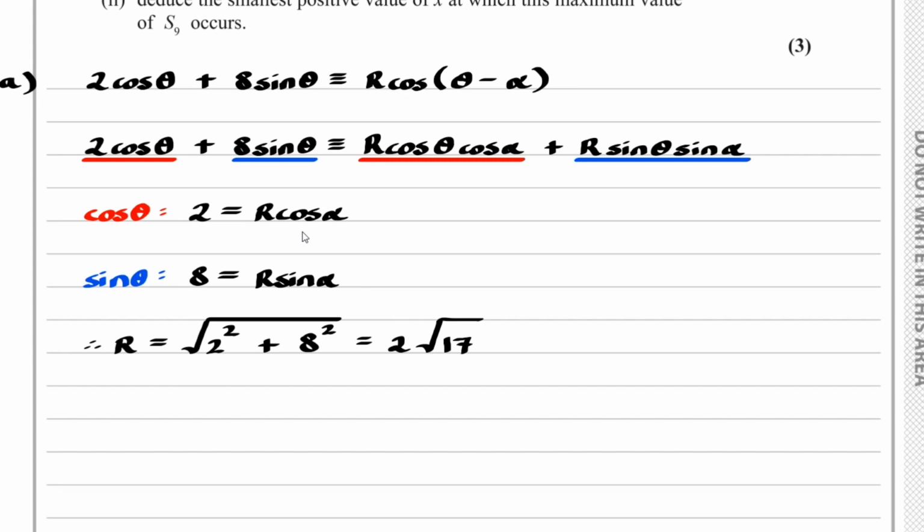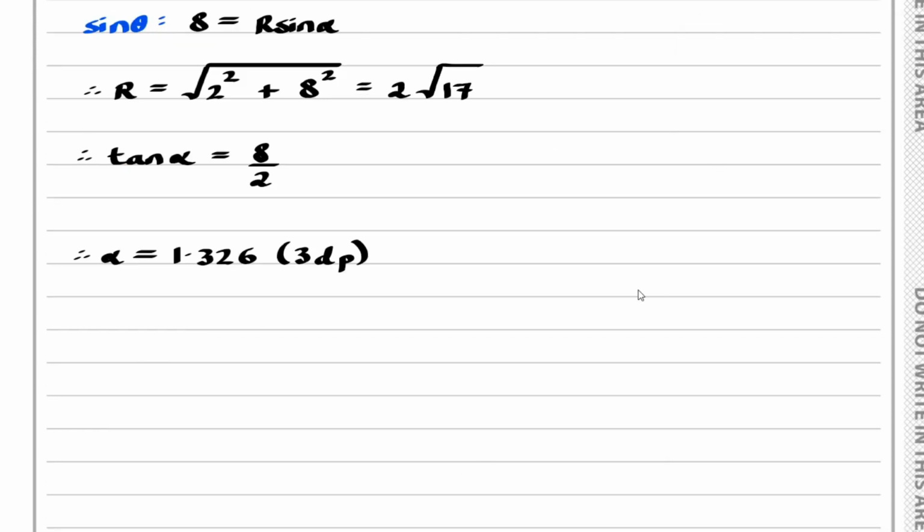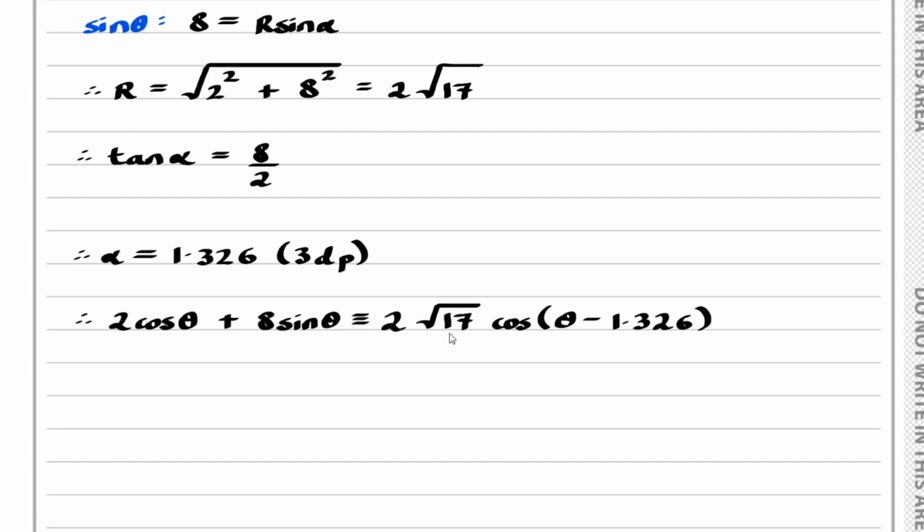Therefore what we can now do is find out what alpha is. If we divide this second equation by this first equation, we can find out what tan alpha is. Tan alpha is therefore equal to 8 divided by 2, from which we can find out what alpha is. We have the inverse tangent of 8 over 2, which is 1.325 etc., which means alpha is equal to 1.326 to 3 decimal places. Now that we know what r is and what alpha is, we can conclude 2 cos theta plus 8 sin theta is equivalent to 2 times square root 17 multiplied by the cosine of theta minus 1.326 radians.